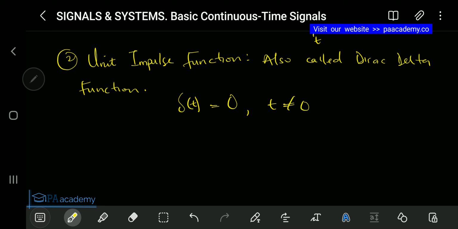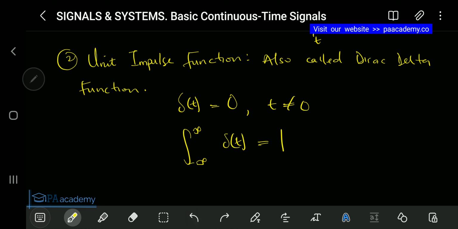Exactly. So you can also have it as the integral of minus infinity to infinity of delta t equals to 1. Exactly. So that's how it is defined mathematically. So another thing you need to also note with unit impulse function is that the area of unit impulse function is always equals to 1, as you can see it here.